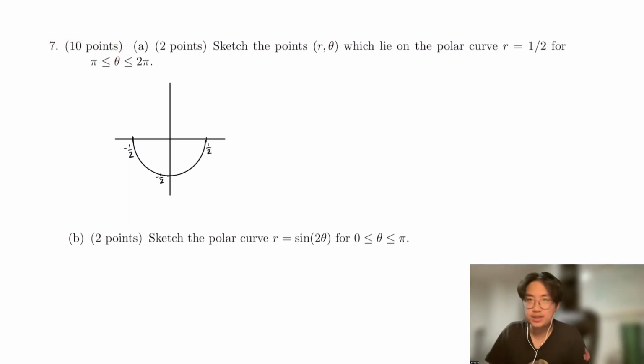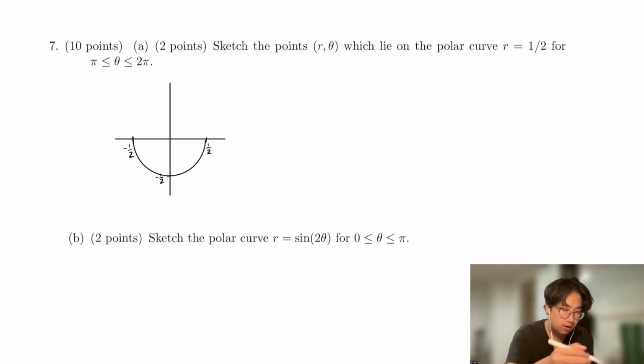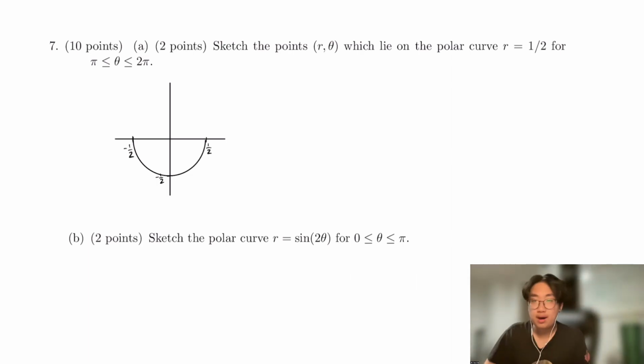Usually they'll have one big question at the end. We want to sketch the points r comma theta, which lie on the polar curve r is equal to 1/2 for theta being between pi and 2 pi. So the first thing you want to keep in mind when doing this is obviously knowing what the graph looks like when either r or theta is fixed. You can always picture this.